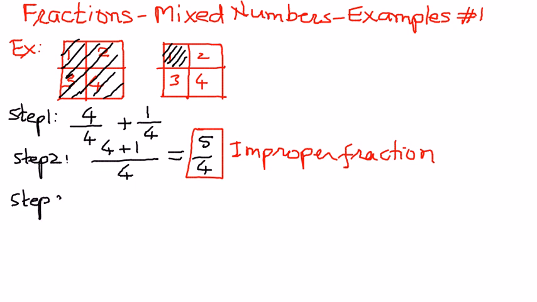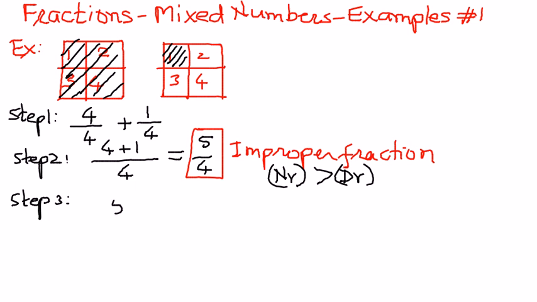Step number 3. Whenever the numerator is greater than the denominator, we call it an improper fraction. In here, we can say the numerator value is greater than the denominator value, therefore it is an improper fraction. In step number 3, we're going to represent this improper fraction as a mixed number. So how do we do that?